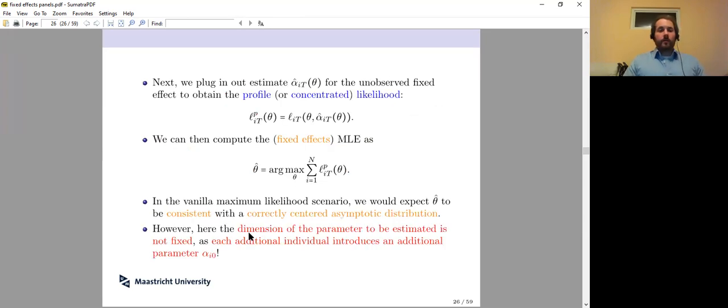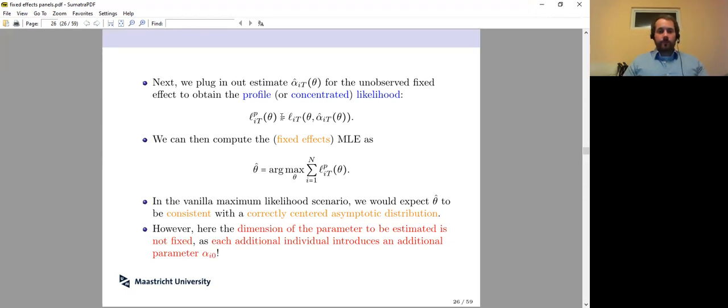Okay, now when we take this alpha and we plug it into the likelihood, which simply means we estimated the effect of the unobserved alpha, and now we plug it back in the likelihood so that we can estimate theta. This object here is called the profile or concentrated likelihood. And this is hugely important in statistics and econometrics.